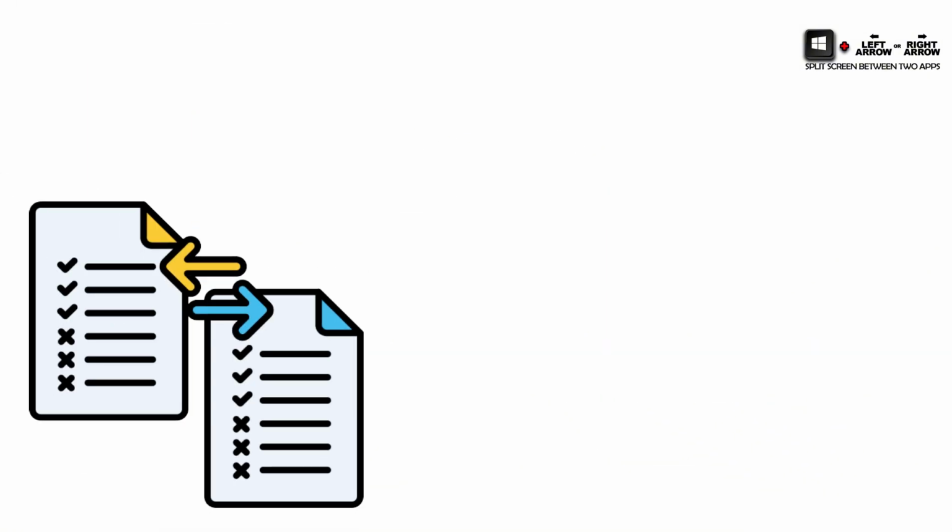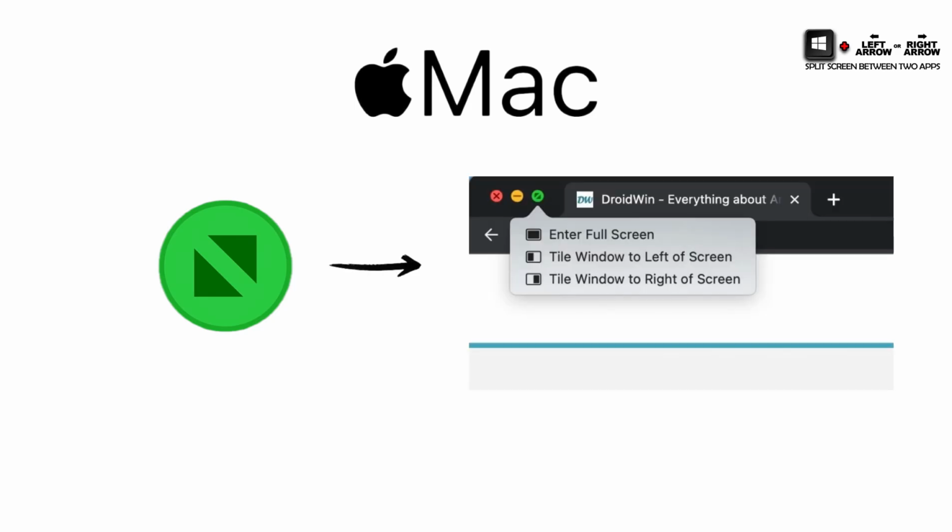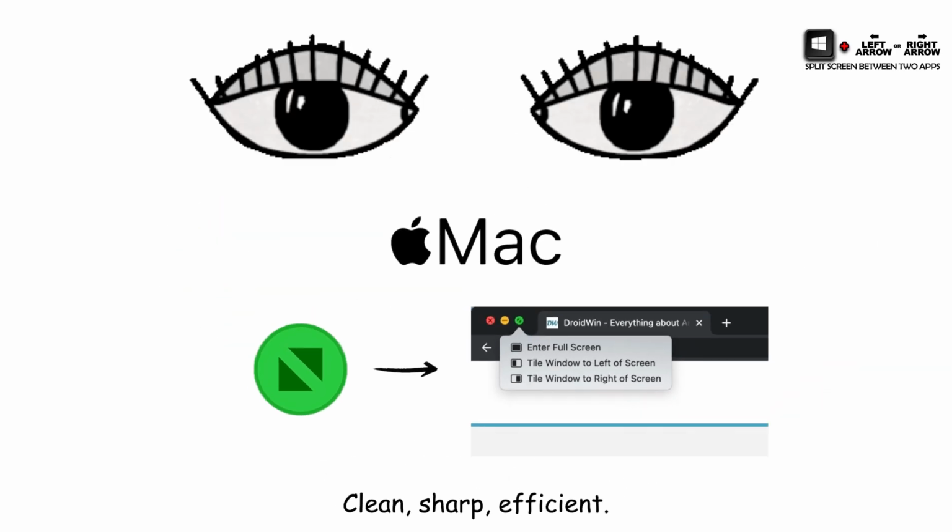Need to compare data, copy notes, or keep an eye on a video tutorial while you work? This is your go-to. Mac users, hover over the green button in any window and select Tile Window to left or right of screen. Clean, sharp, efficient. It's like giving your workflow a second pair of eyes.